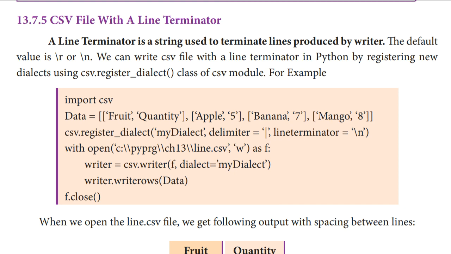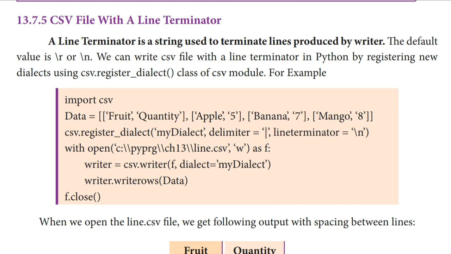Next here we are writing the csv.register_dialect class. So what is in it: my dialect, then delimiter, here we are using the delimiter pipe, then line terminator \n. So this is the new dialect we are registering here.